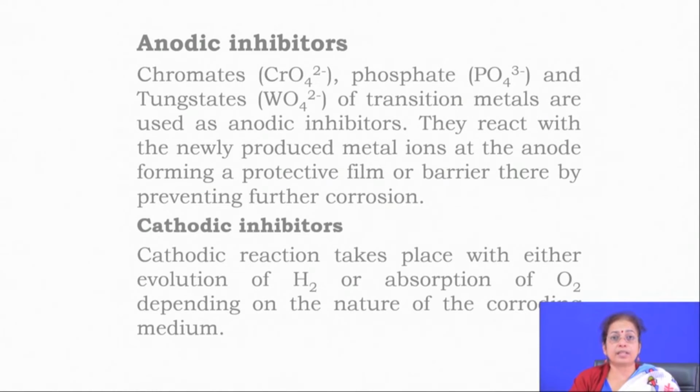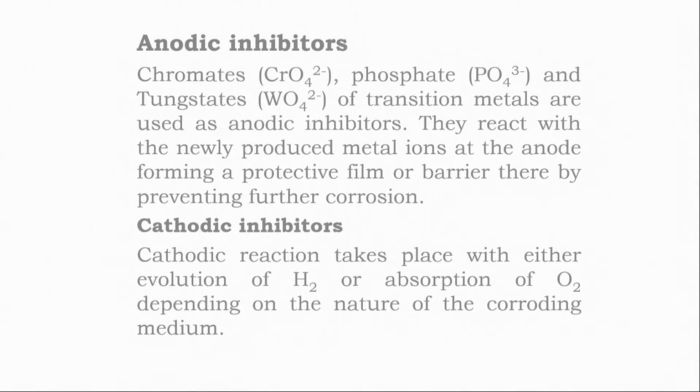Anodic inhibitors are basically chromates, phosphates, and tungstates. They react with the metal surface and then form a protective film or barrier that prevents further corrosion. Anodic inhibitors are very interesting. They help in the formation of a thin protective film, as you see in the typical anodic process of the anodic protection system. So, the name is more or less similar.